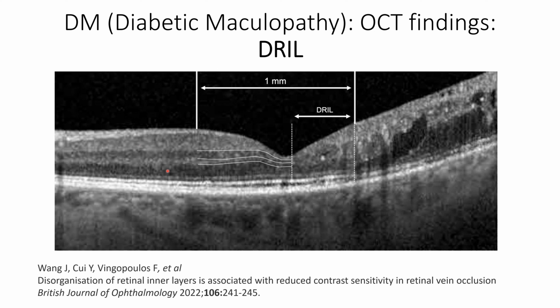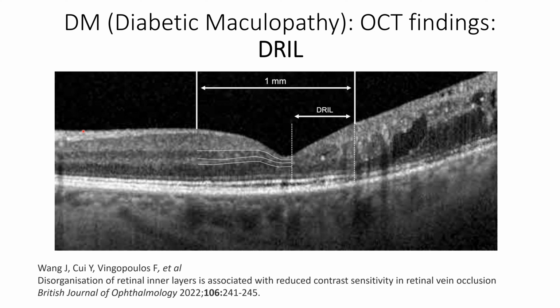So we can see that we can make out each of these layers separately: the outer nuclear, the outer plexiform, inner nuclear, inner plexiform, the ganglion cell layer, and the nerve fiber layer. But when it comes to the right hand side, we can see this is the side which has been affected by the branch retinal vein occlusion, and this is the left eye.